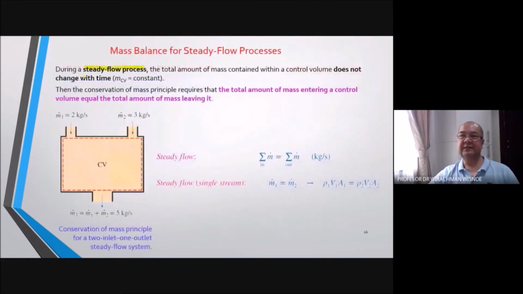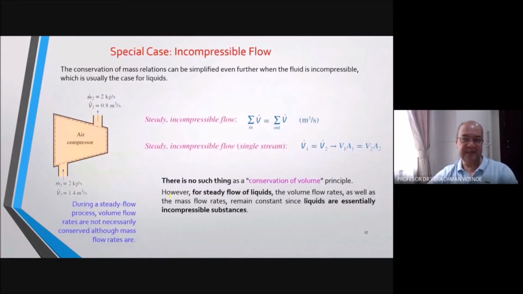If steady, we have this for multi-inlet, multi-outlet. For single inlet, single outlet, we have this, or this one. Now, if we have, on top of the steady flow, incompressible flow, incompressible means rho constant.